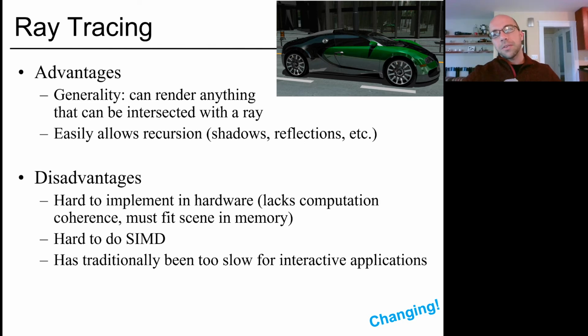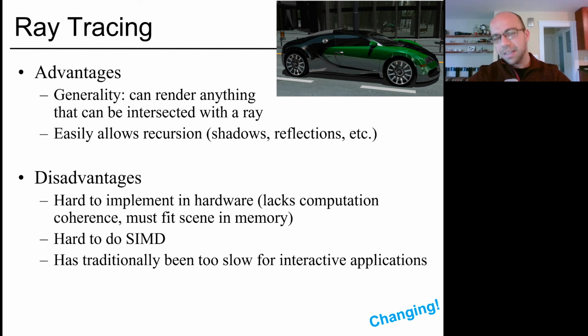The problem is that ray tracing often requires very different complexity for every pixel. Some pixels have rays that bounce every which way, some pixels don't. And moreover, you have to keep all of your scene in memory. So that makes it quite hard to implement ray tracing in hardware. We simply don't have that computational coherence, and it's hard to do single instruction multiple data, or SIMD, processing.